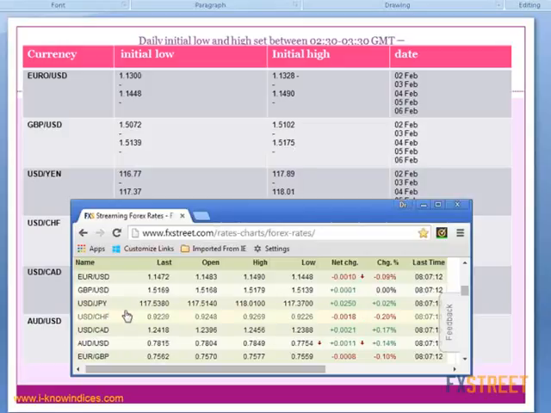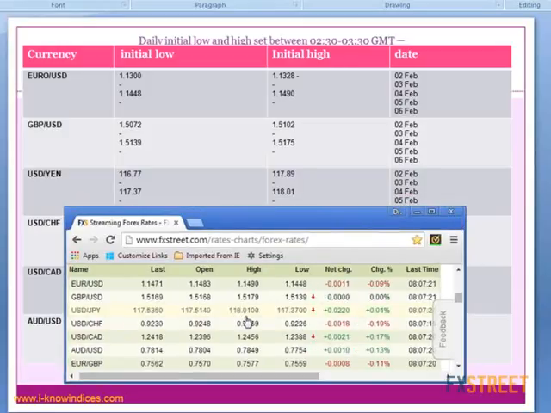And USD yen, 117.37 is the low. They have not breached it. 118.01 is the high. They have not breached it. A 23 pips positive net change is seen, 22 pips. And they are expected to make this swing. Sorry, only 1 pip positive net change in the 4th decimal. 1 or 2 pips positive net change is seen.